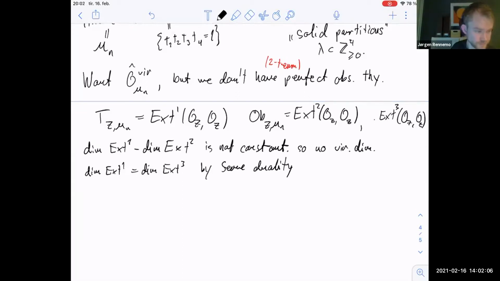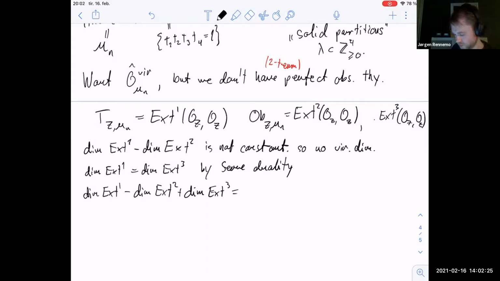And you can compute this alternating sum of these three X groups, and find that this will always equal 2n. This is, I guess, some Riemann-Roch computation, or however you want to compute it.